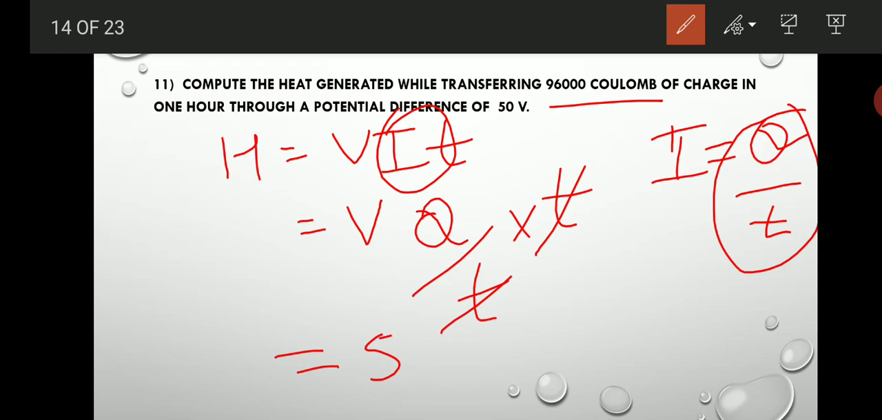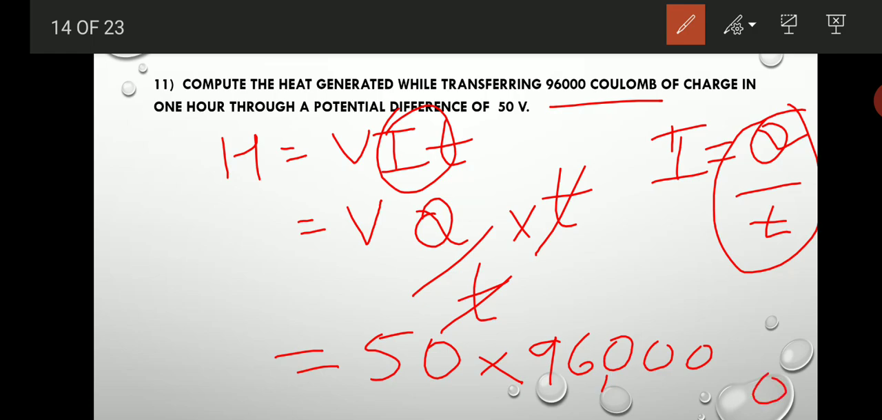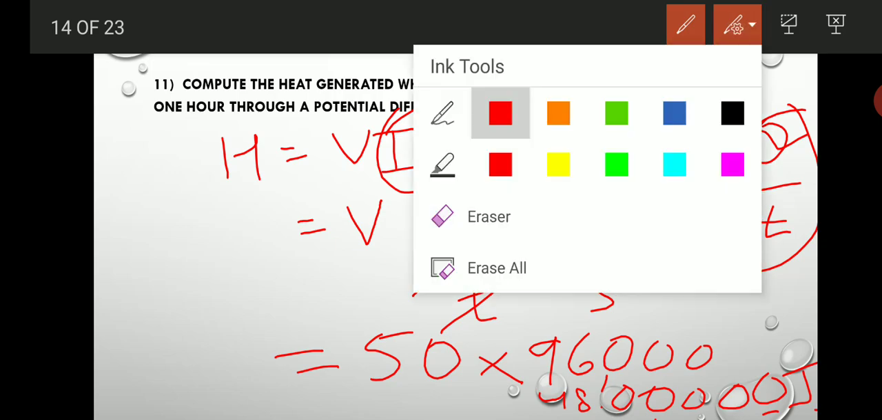So V is 50 and Q is 96,000. Okay, so when you multiply this, you will get 5 6 are 30, 5 9 are 45 and 48. So this much heat is produced in the device. Okay, 48 lakh joule of heat is produced in the device.